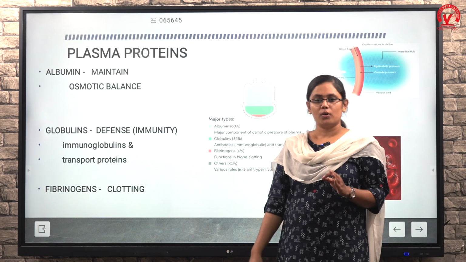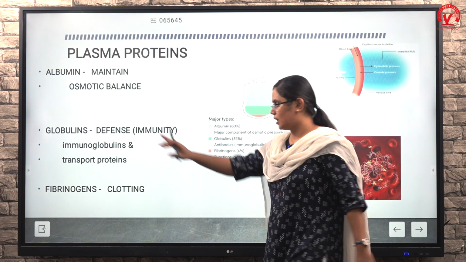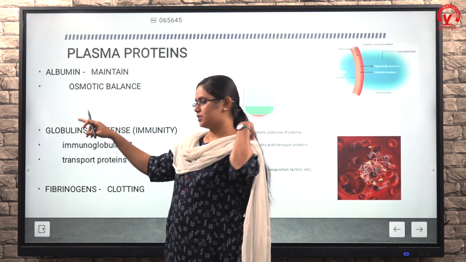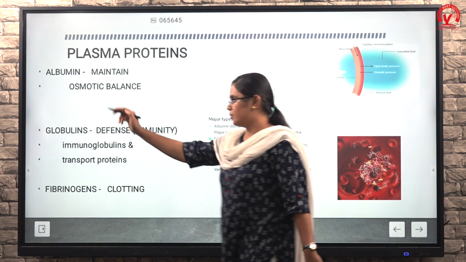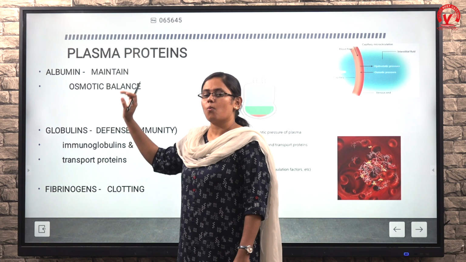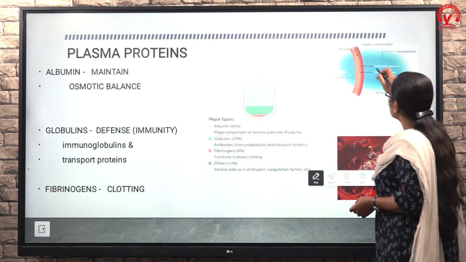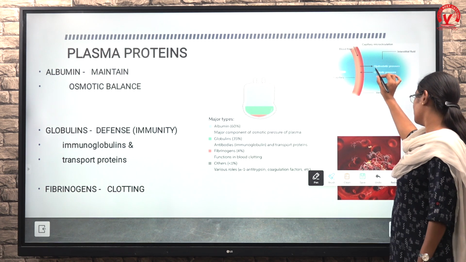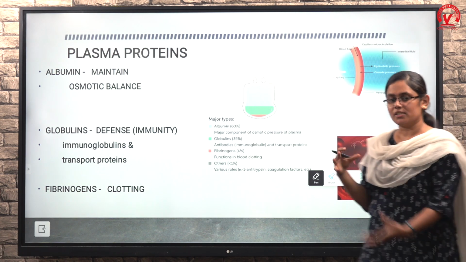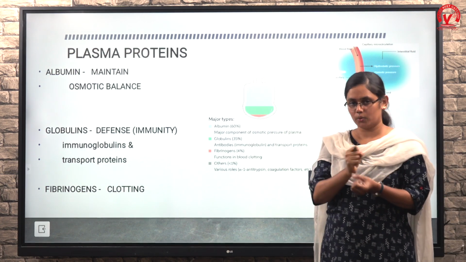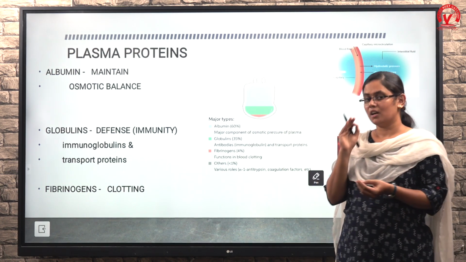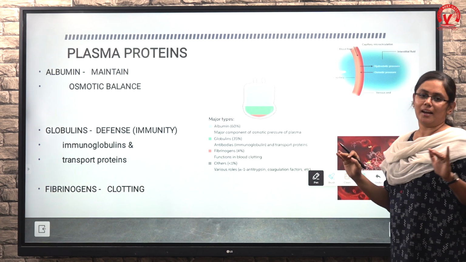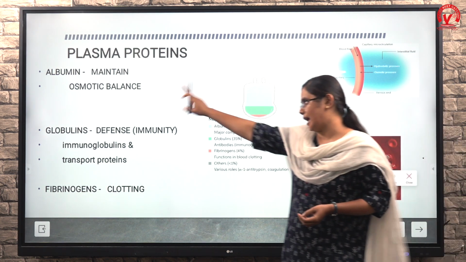There are three important plasma proteins in plasma which are albumin, globulin and fibrinogen. We will discuss the function of each plasma protein. The function of albumin is to maintain osmotic balance. What is osmotic balance? Coming to this diagram, there are two different types of pressure, osmotic pressure and hydrostatic pressure. In osmotic pressure, the fluids from the cells are drawn into the blood, whereas in hydrostatic pressure, the fluid is drawn outside the blood. These two pressures must be maintained in a balanced state, and this is maintained by albumin.